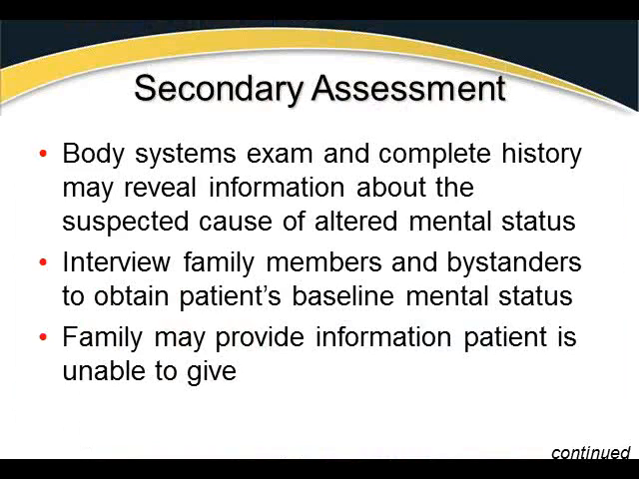So the body system exam and complete history may reveal information about the suspected cause. You need to talk to family members and bystanders. You need to obtain patient baseline vital signs. The family may provide some information if the patient's unable to give it. You may need to go kind of searching around the scene. Don't forget to look for things like medical alert tags. Do they have a bracelet or a necklace or an anklet? Do they have a medication list nearby?